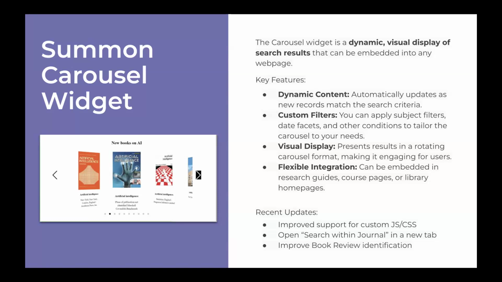Whether it's new arrivals, themed collections, or course materials, you can tailor it to highlight exactly what you want your users to see, and it automatically updates based on your filters. Some key features with the carousel widget: dynamic content. So it's automatically updating as new records that match your criteria are added to the catalog.